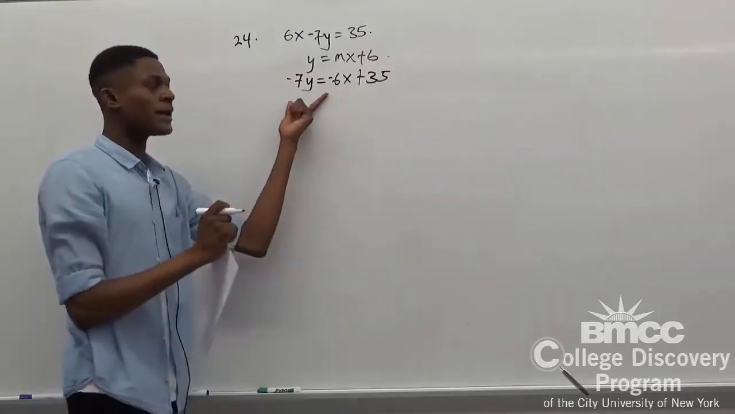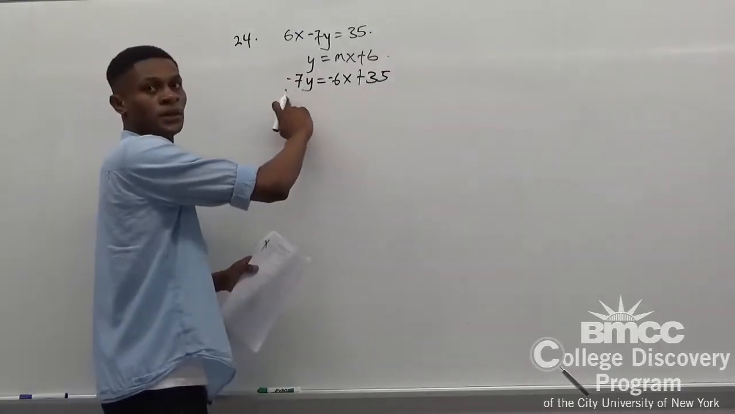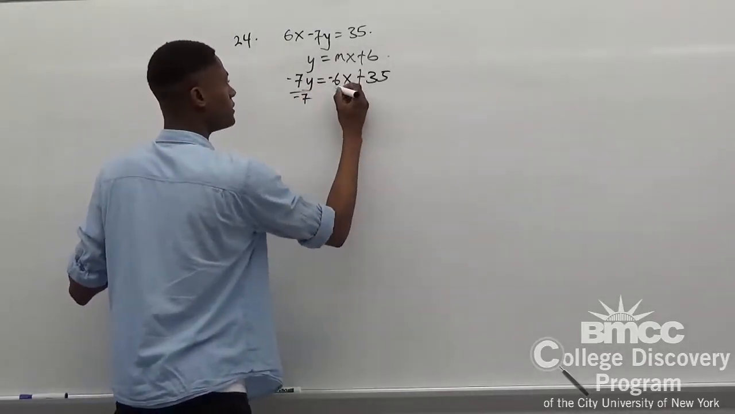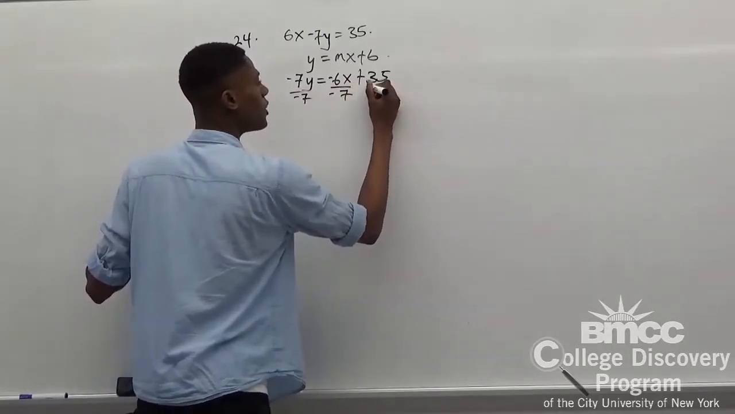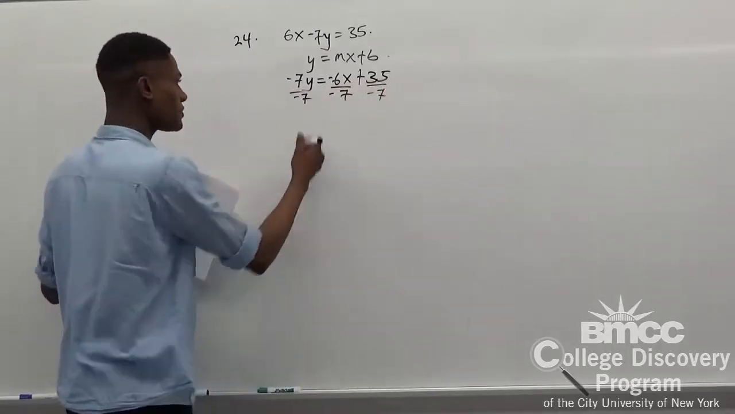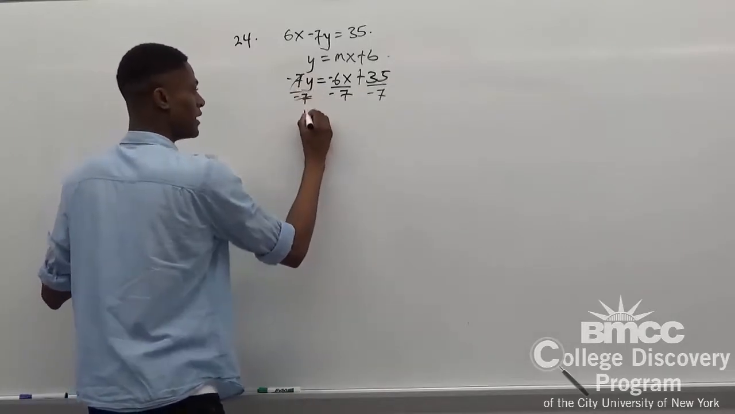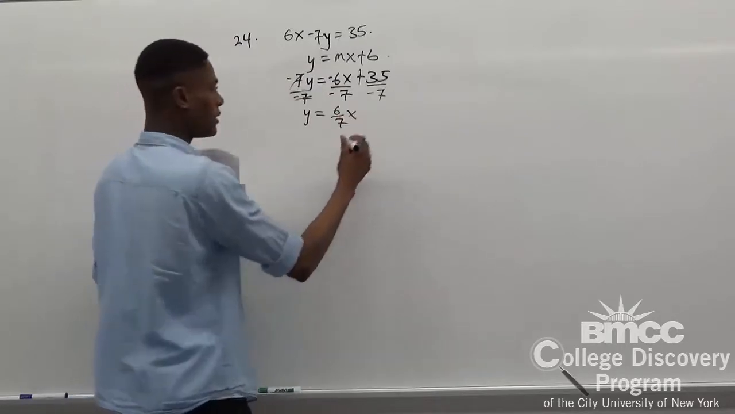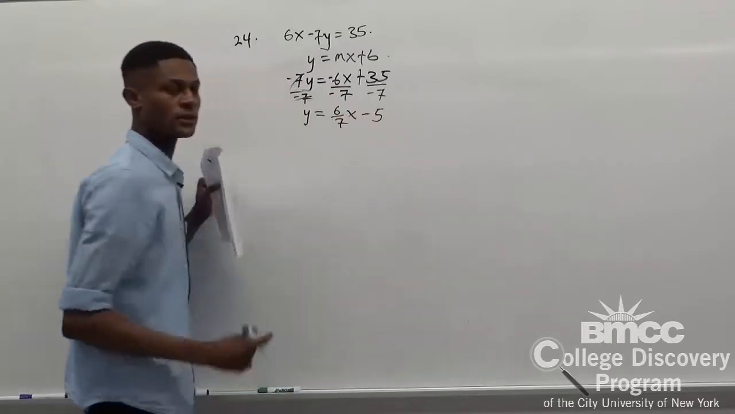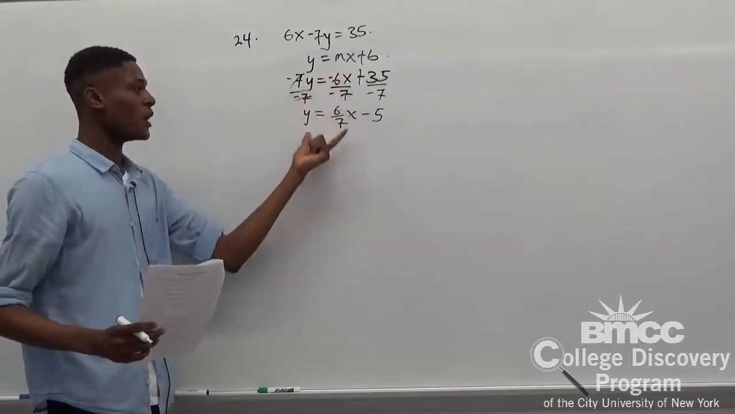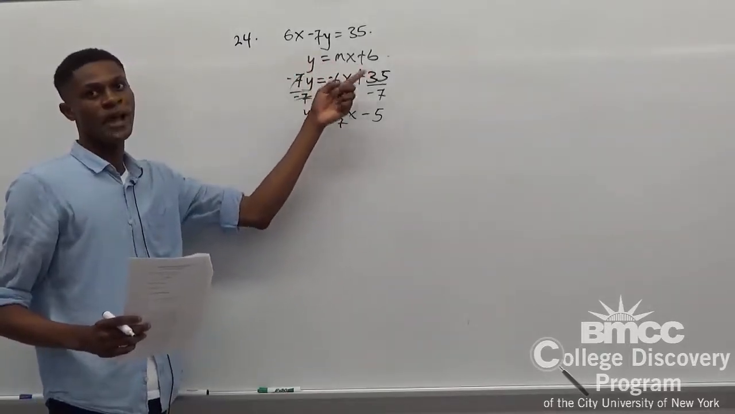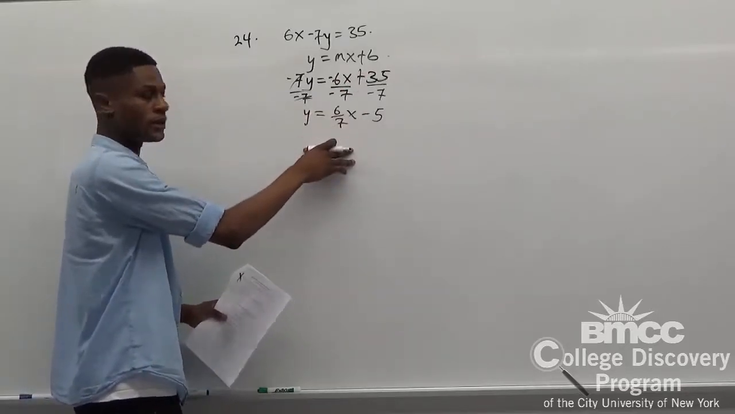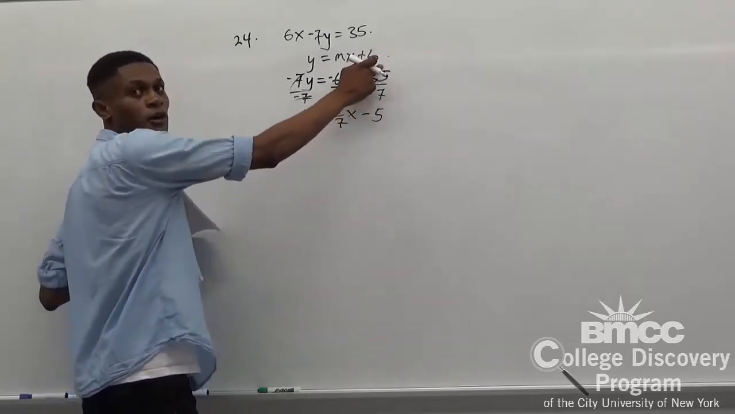So now to find y, we have to divide the equation by negative 7, which gives you negative 7 over negative 7, which cancels out and gives you y equals 6 over 7x minus 5. So now we have the equation in the straight line format. So now the 6 over 7 is our slope and the negative 5 is our b.